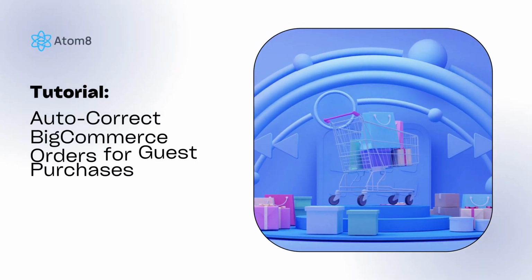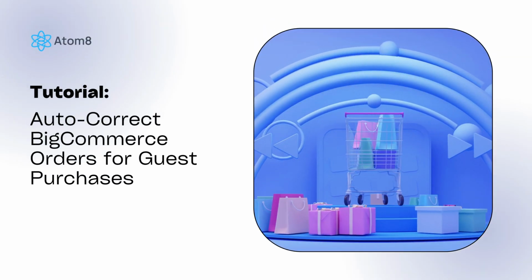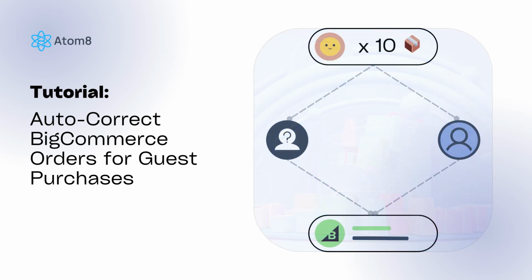Atom8's latest update unlocks API-powered workflows to perform actions beyond BigCommerce's native capabilities. This tutorial will show how to automatically correct orders when customers check out as a guest, using Atom8 API workflows.